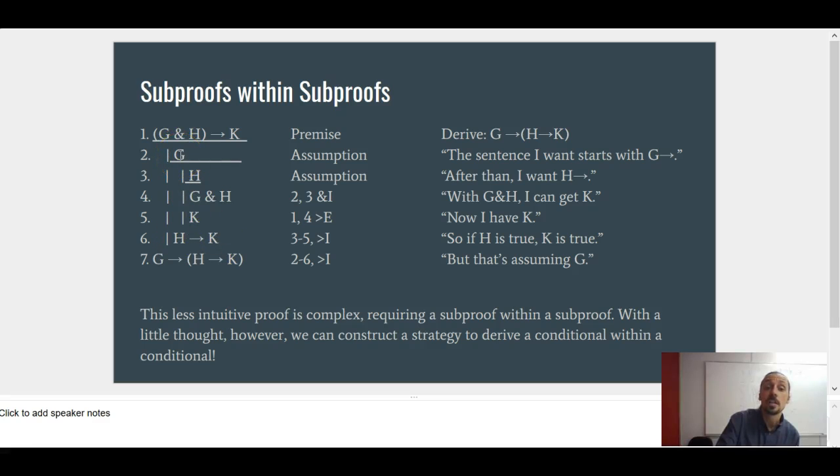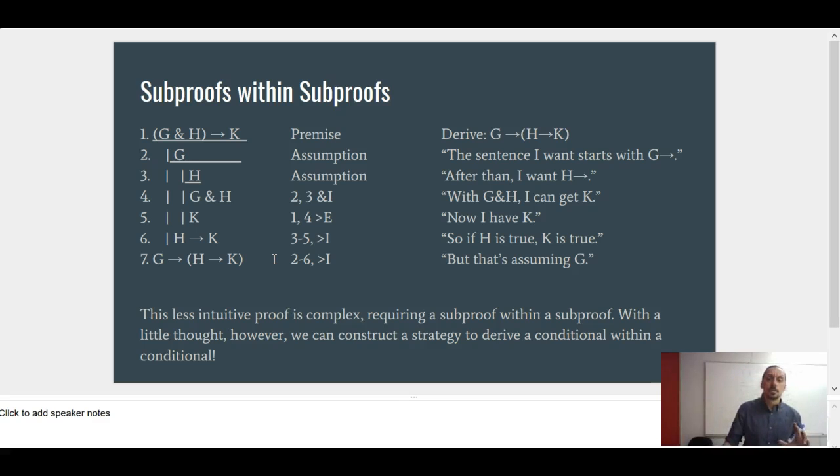So if I assume G, you know what I can do? I can get if H, then K. So if G, then if H, then K. This is a really unintuitive proof. It's complex. It requires a subproof within a subproof. But if you want to derive a conditional within a conditional, all you need to do is have two assumptions, introduce them, and then break them back down again.